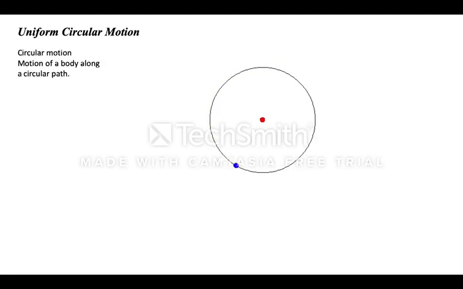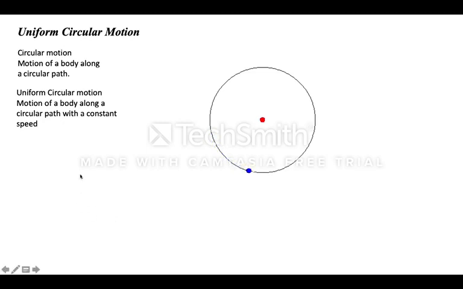As I said, motion of a body along a circular path is circular motion. Circular motion is referred to as uniform circular motion when the speed remains constant. When the speed is constant, the circular motion is termed uniform circular motion.